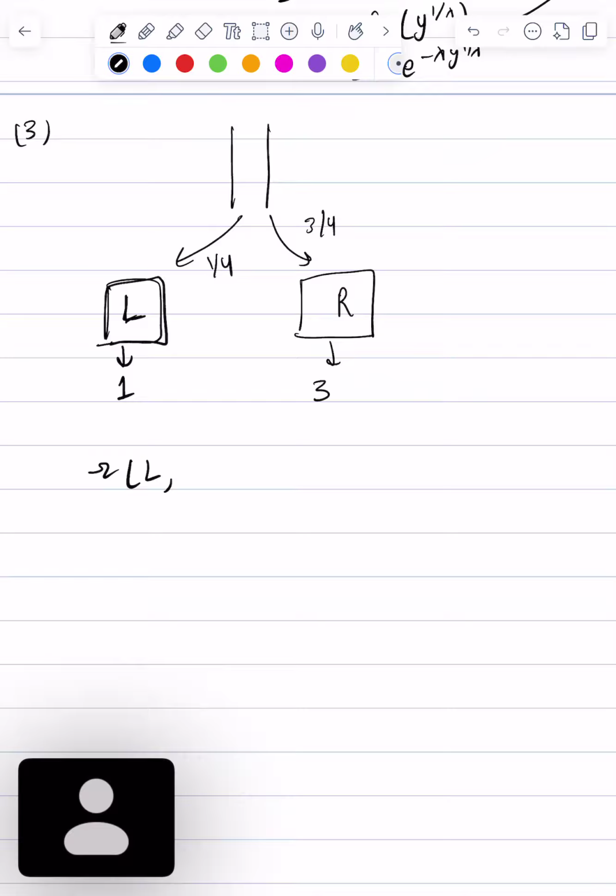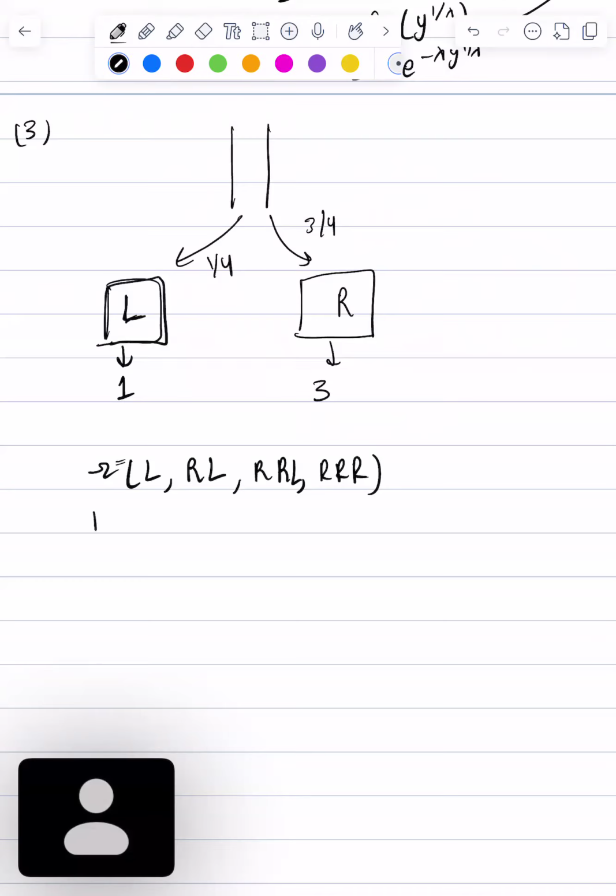Then another possibility is that it first goes to R, then it goes to L. Then I have to block off my trash chute again. Now, if it first goes to R, then again goes to R, and then L, I have to block the chute again. And then if I go R, R, R, now that my R bin is full, I have to block my chute again. So this is the sample space.